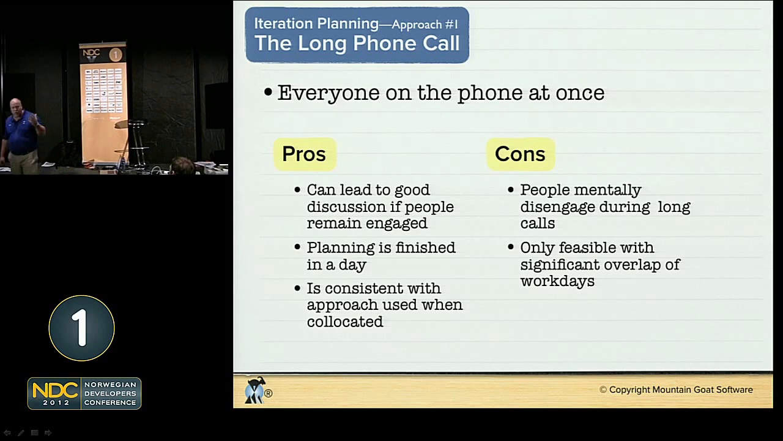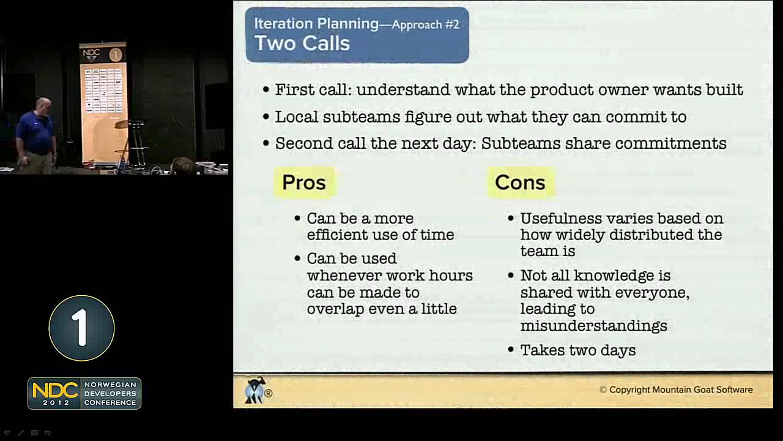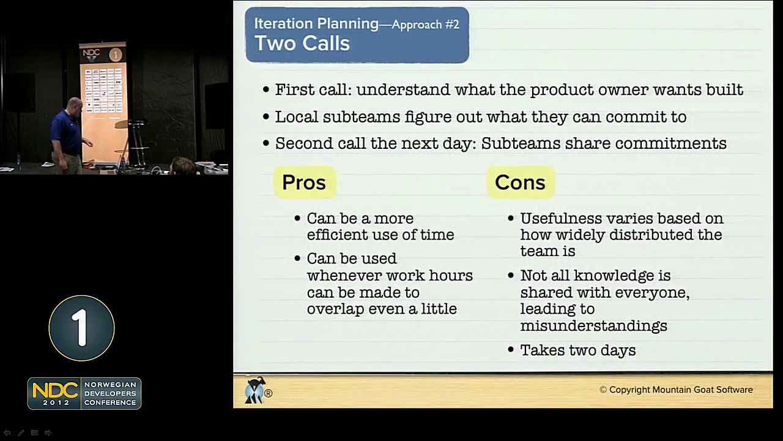People are going to zone out. They're not going to pay attention. Another approach for doing iteration planning, and this is actually my recommendation, so this is what I do want to talk about a little bit more, is to do it as 2 phone calls. Here's how we might do iteration planning here in California.